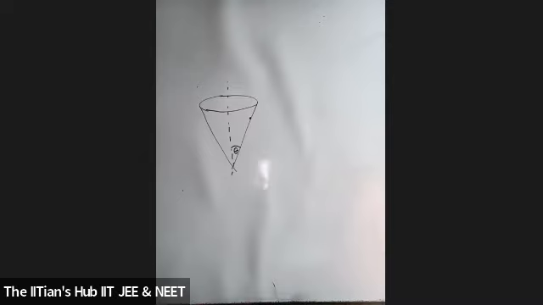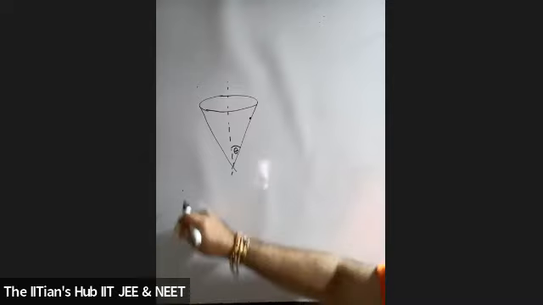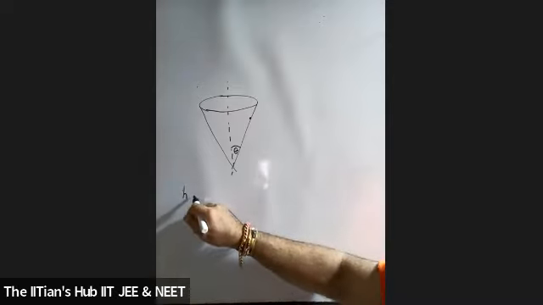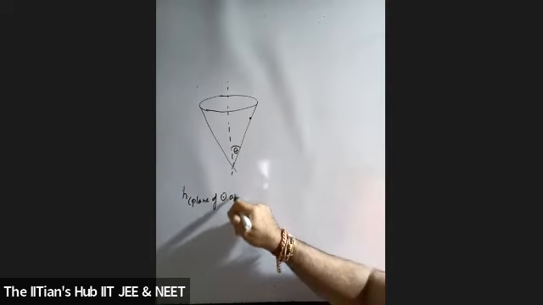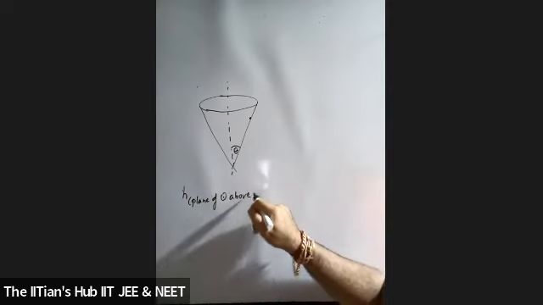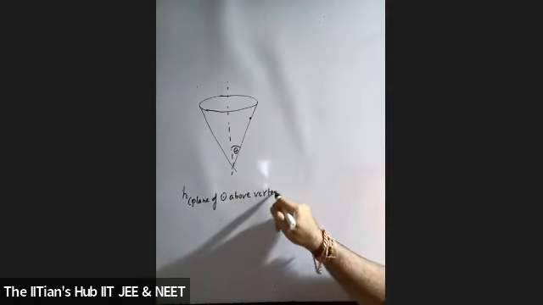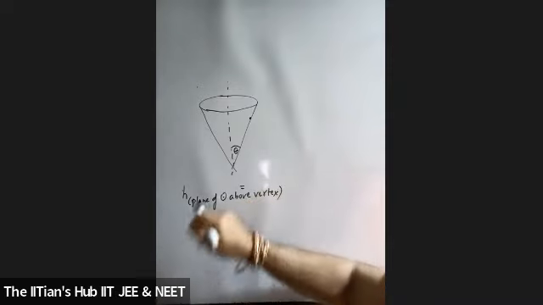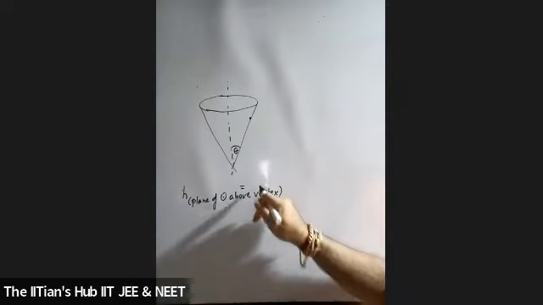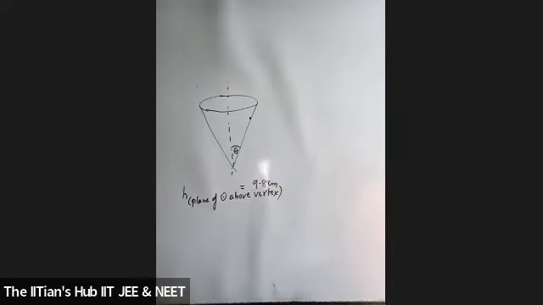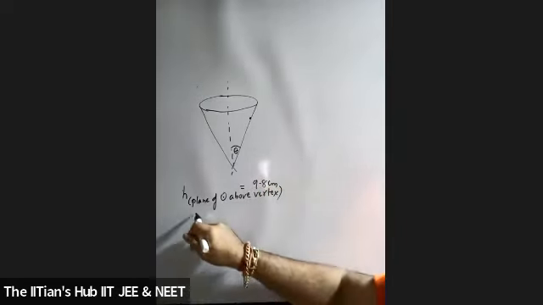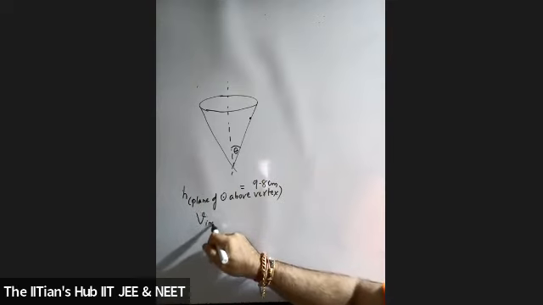If the height of the plane of the circle above the vertex is 9.8 centimeter, students, my question to you is find the speed of the particle, or the speed of the insect.